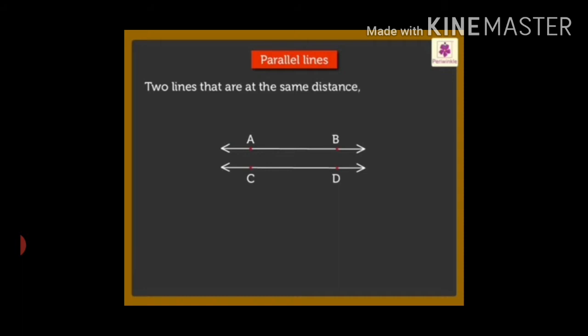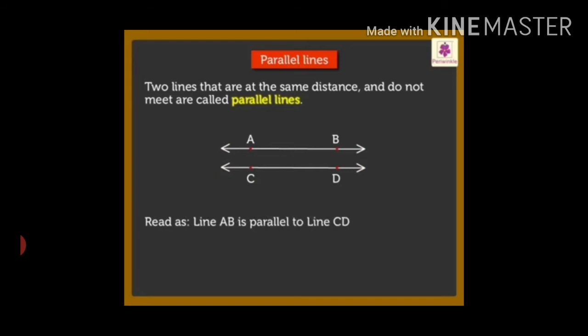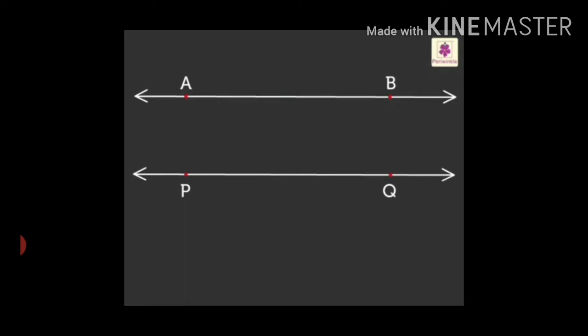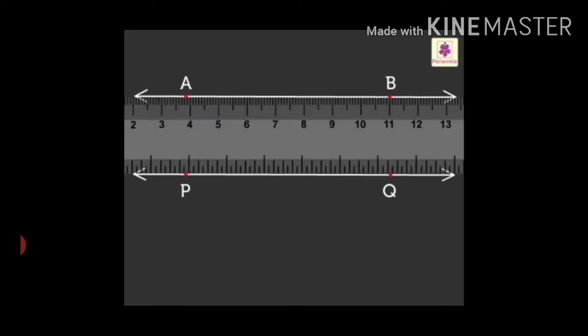Coming to parallel lines. Two lines that are at the same distance and do not meet are called parallel lines. Here, line AB and line CD are parallel lines. We read it as line AB is parallel to line CD. We write it as shown. Kids, look here. Two lines drawn on either side of a ruler are parallel lines.